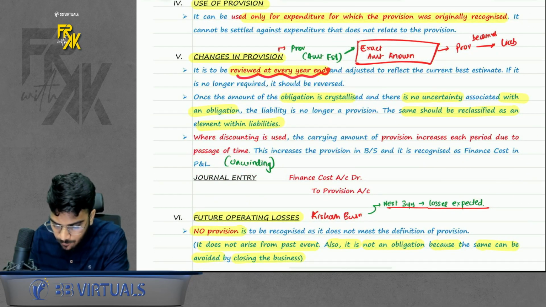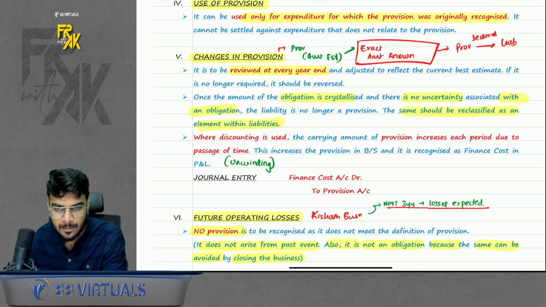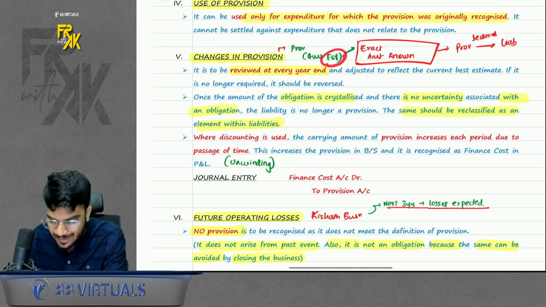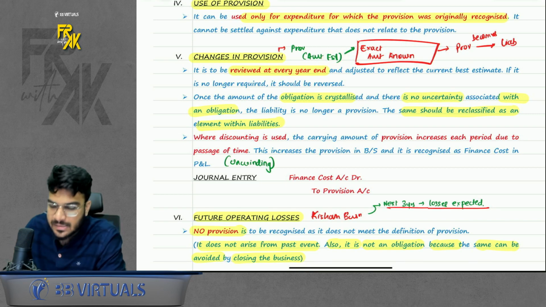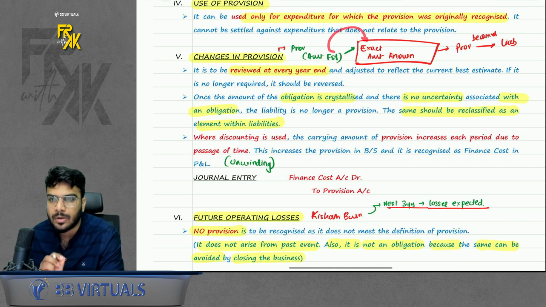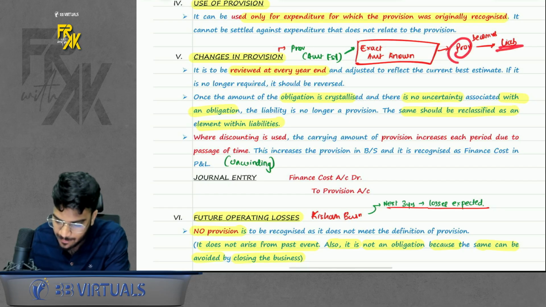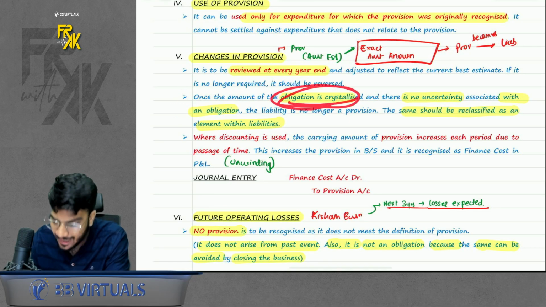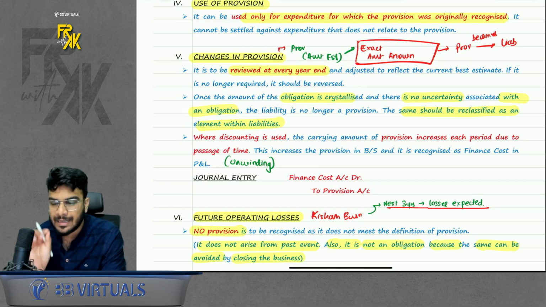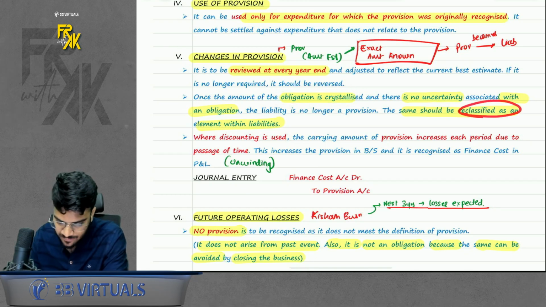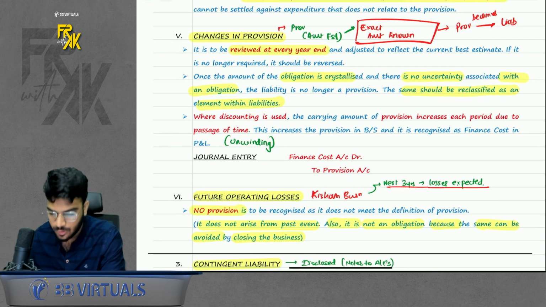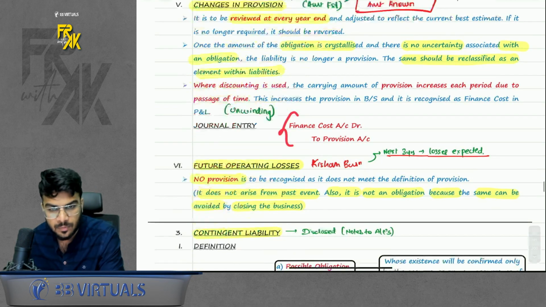Next is changes in provision. You will review the provision at every year end. Why? Because it was an estimate. If there is any change in estimate, how can the estimate change? For example, let's say we were estimating previously. After few months, we came to know the exact amount. Can I say in that case the provision will become liability? So it is said that only. First review at every year end. Then if the obligation is crystallized, an exact amount is known, that will be classified as a liability. And also whenever provision was at a present value, you will do unwinding interest to provision.